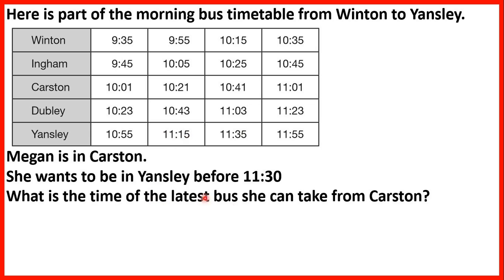But it asks the time of the latest bus she can take from Carston. So our answer isn't 11:15. Instead, we need to move up and look at the time our bus leaves Carston. We can see that it leaves at 10:21. So notice we're finding the time she needs to get to Yansley by, and then looking up to see what time it leaves Carston. And it leaves at 10:21. So the time of the latest bus she can take from Carston is the 10:21. If she takes the 10:41, then she would be late getting to Yansley.